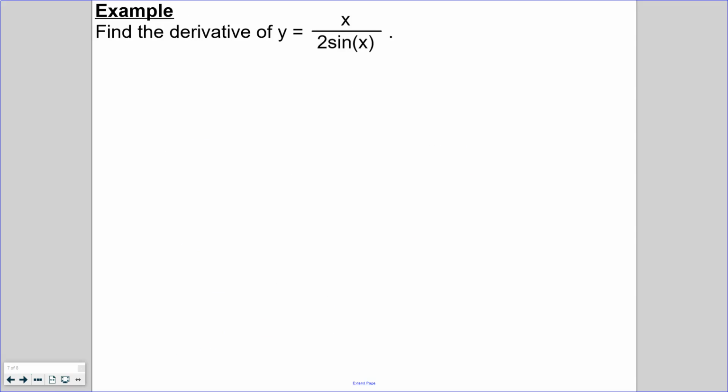Alright, next up we have another quotient rule question. We have x divided by 2 sine of x, and we're being asked to find the derivative. Well, we can see here that x is going to be on our top, and 2 sine of x is going to be our bottom.